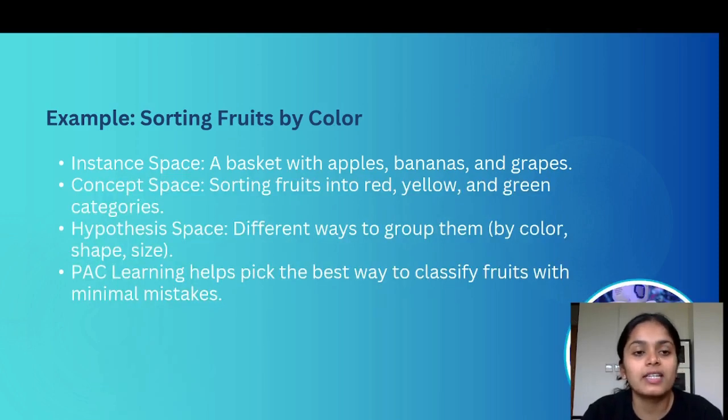Now let's take the example of sorting fruits by color. Instance space: a basket with apples, bananas and grapes. Concept space: sorting fruits into red, yellow and green categories. What is hypothesis space? In which we take different ways to group them by color, size and shape. PAC learning helps pick the best way to classify fruits with minimal mistakes.